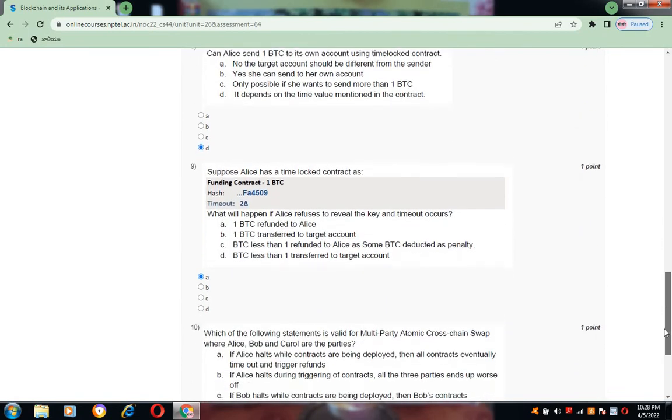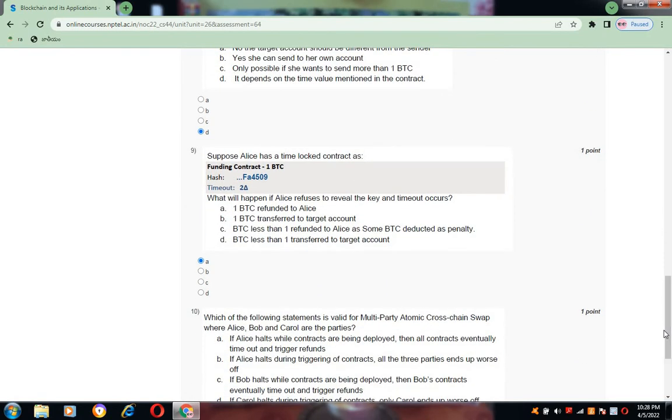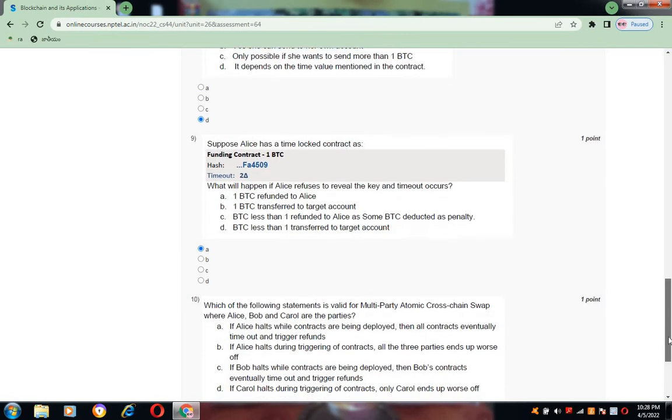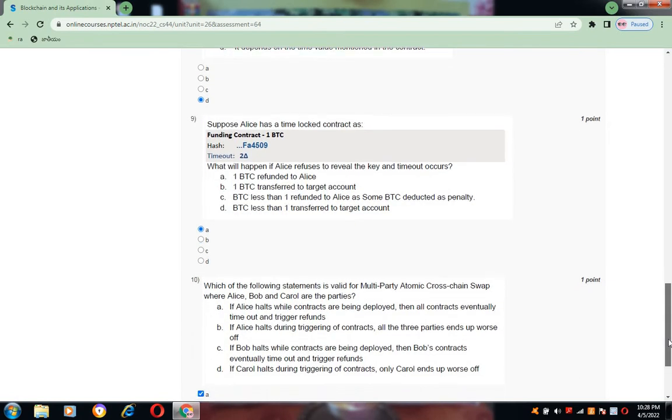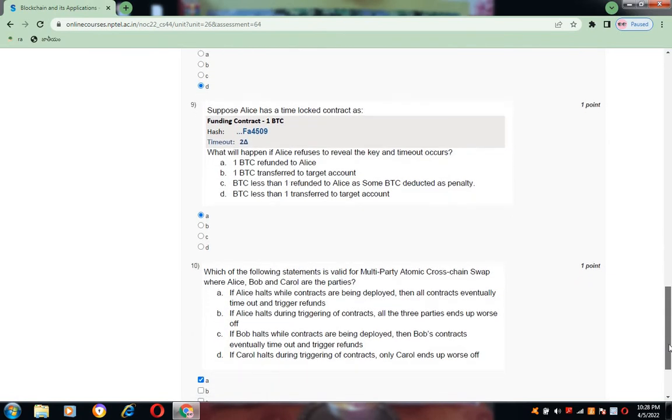Now coming to question number 9: suppose Alice has a time locked contract. What will happen if Bob refuses to reveal the key and timeout occurs? Option A is the correct answer: 1 BTC is refunded to Alice. So option A is the correct answer for question number 9.